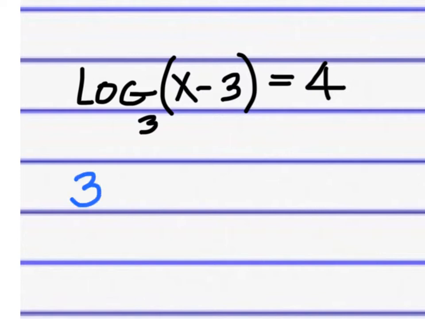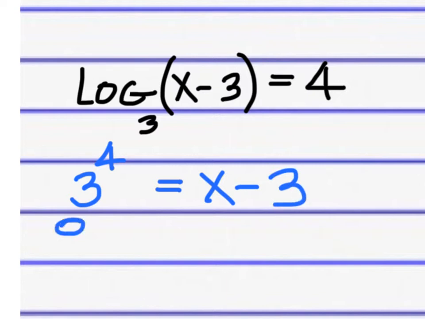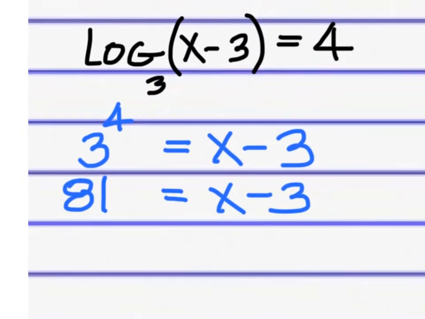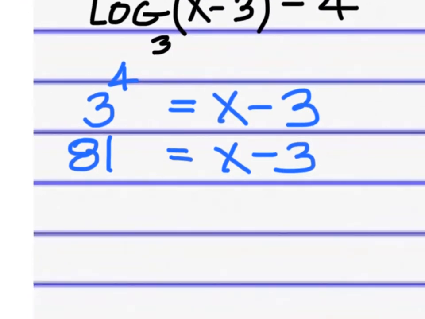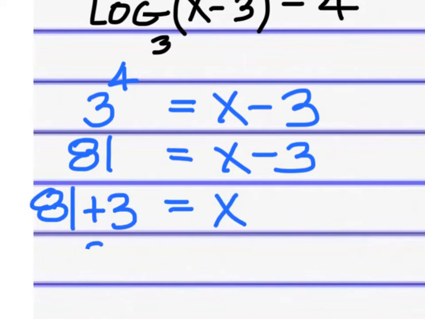This is 3 to the 4th power equals x minus 3. 3 to the 4th power is 81. And we're going to move that minus 3 over to the left-hand side and make it plus 3. So the answer for x should be 84.